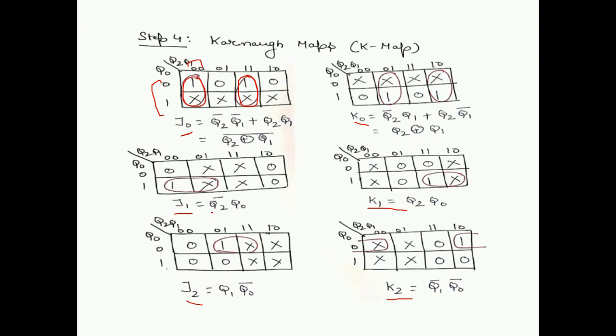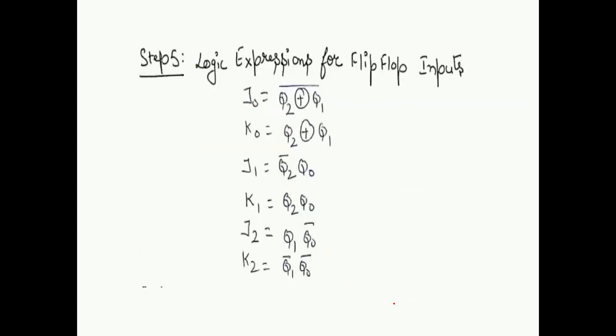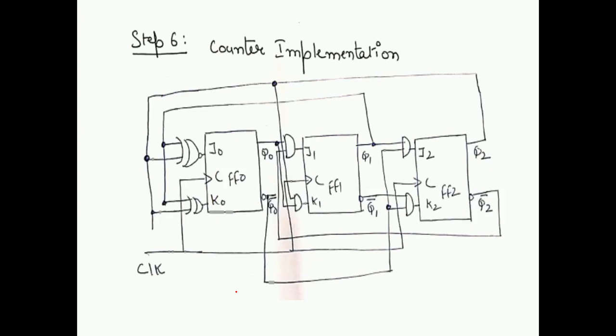J1 comes out to be Q2 bar dot Q0. K1 comes out to be Q2 dot Q0. J2 comes out to be Q1 dot Q0 bar, and K2 comes out to be Q1 bar dot Q0 bar. Now last step is step number 5, that is the logic expressions. So this is from the previous slide only. We have already calculated these values in the previous slide, so this is just a sum up for that. And the final step is counter implementation.